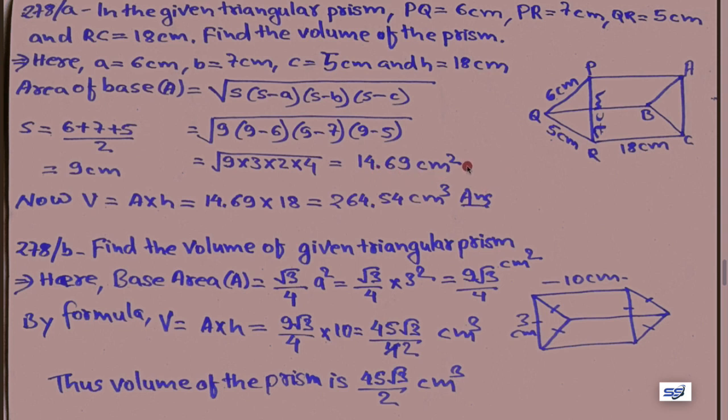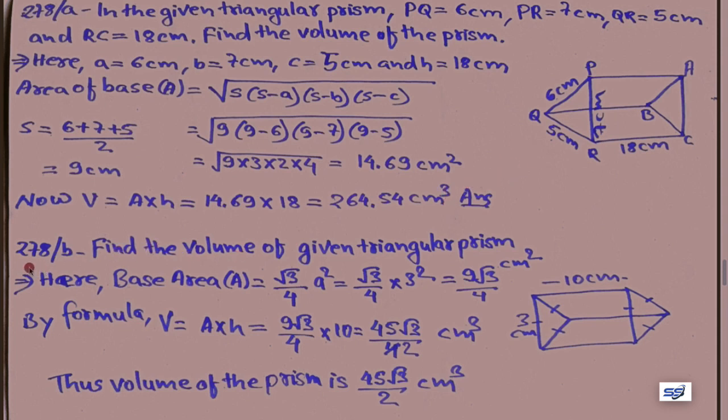And this is our base area. Now, the volume is equal to area into height, is equal to 14.69 is our area. Now 14.69 into 18, that is height, is equal to 264.54 centimeter cube. In this way, we get the volume of our prism.